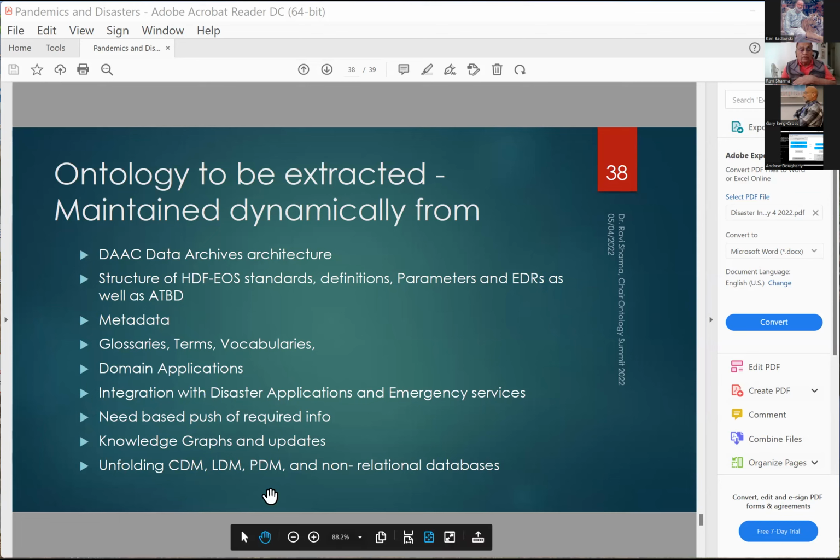Static will not work because things do change. Metadata attributes are changing. So we would have to use these to extract ontologies, which is the topic of our summit. Some has been done, some samples you have seen from some of our speakers, but this is what goes on behind the scene before you can derive these ontologies.